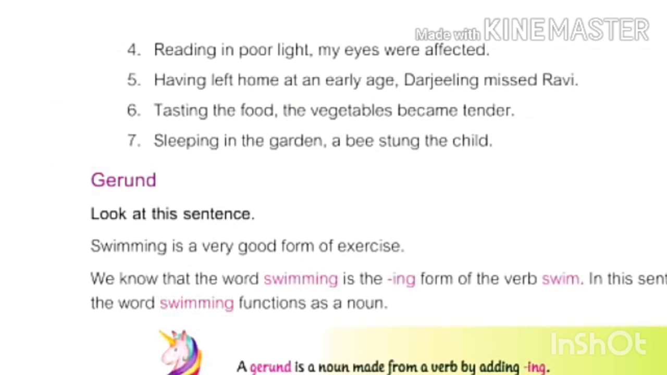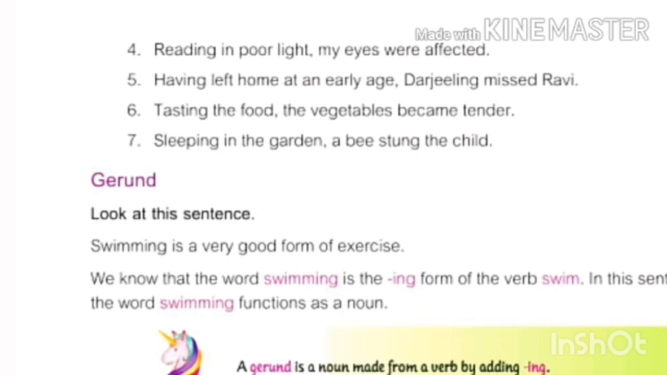Fourth sentence, reading in poor light, my eyes were affected. So we can say that my eyes were affected because of reading in poor light. So here reading is present participle. So we have added one word because of. Okay. So we have to take some other words to make it complete.